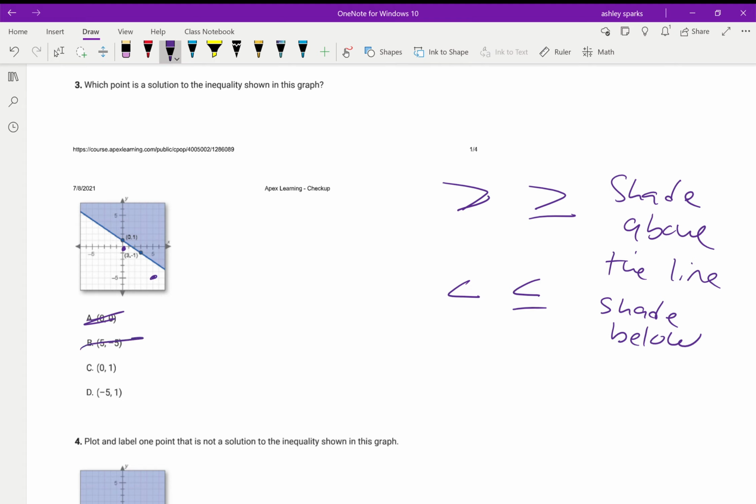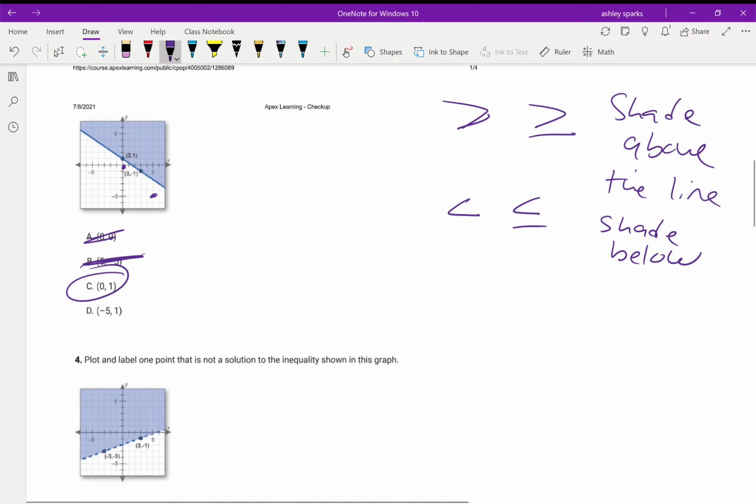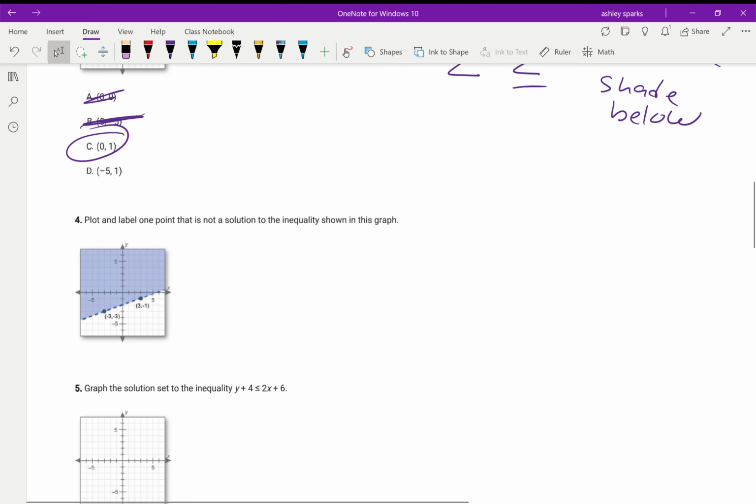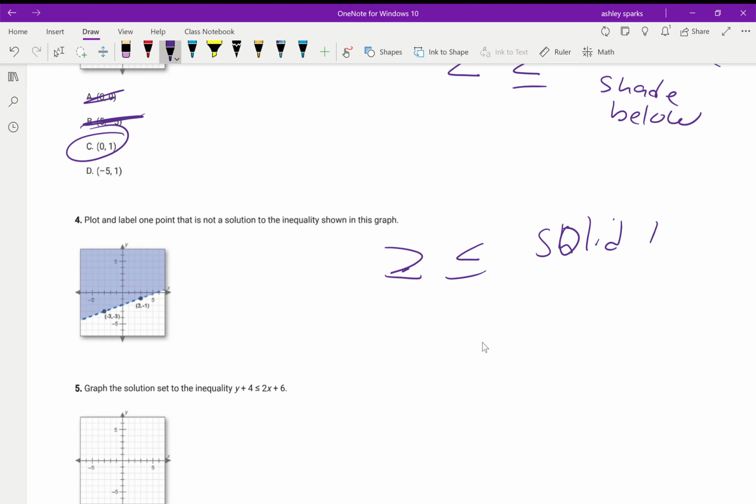We have 0, 1. That is on the line. This is a solid line. When you have a solid line, that means it equals as well. So this is our solution here. Here we have a dotted line. So the difference is if you have equals to, so greater than or equal to or less than or equal to, it's a solid line. And if you have no equal sign, it's a dotted line. So these ones, it will not matter if it's on the line. It only needs to be in that purple region.